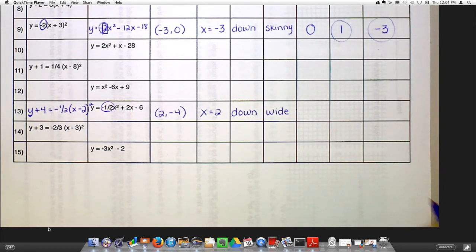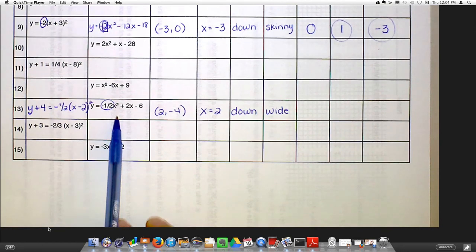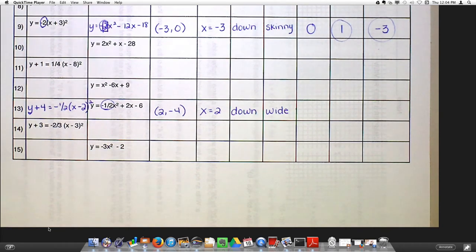Okay. Now let's find the discriminant. And remember, for the discriminant, we're going to have to go back to our standard form.